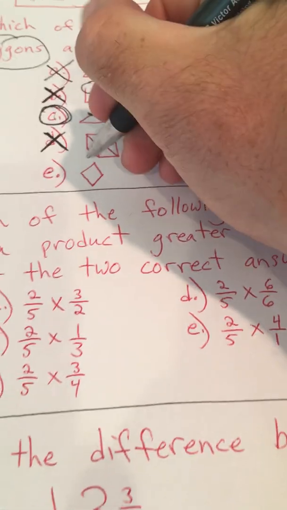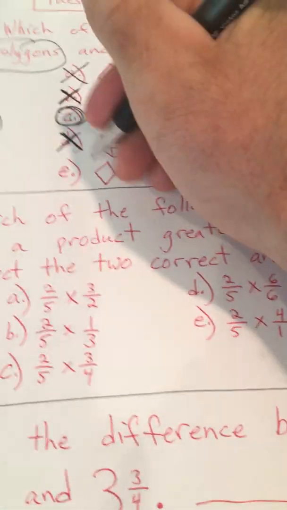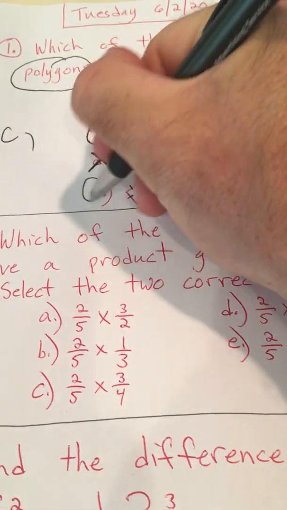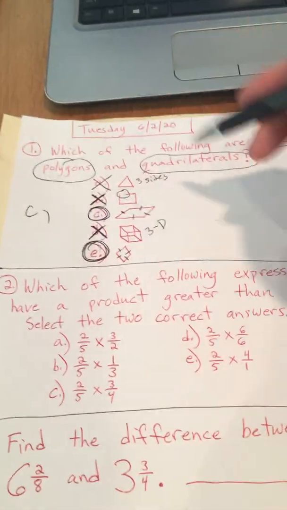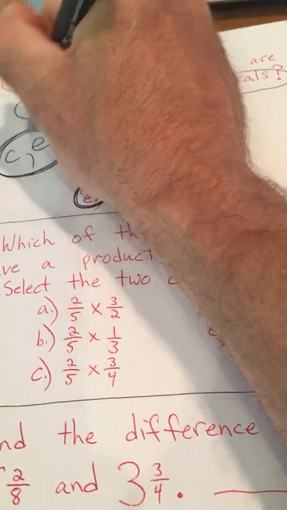Okay, and the last one, E. Let's see, is it a closed shape? Yes, it's a polygon. It's a closed two-dimensional shape. If it has four sides, then it's also a quadrilateral. So yes, E is also a polygon and a quadrilateral. So the correct answers were C and E.